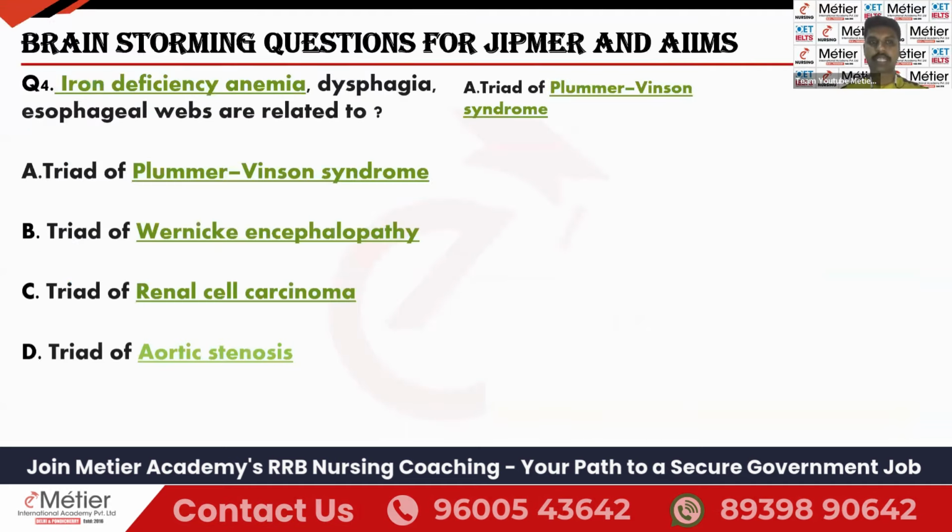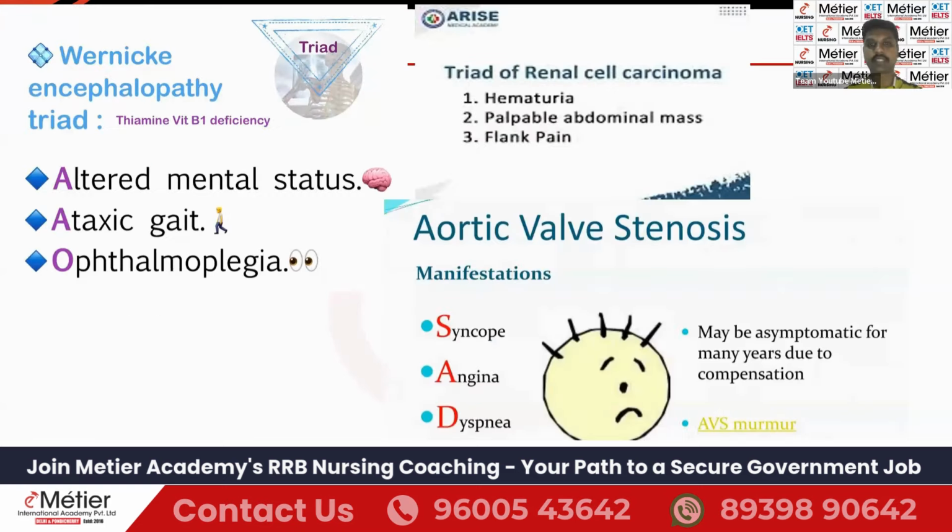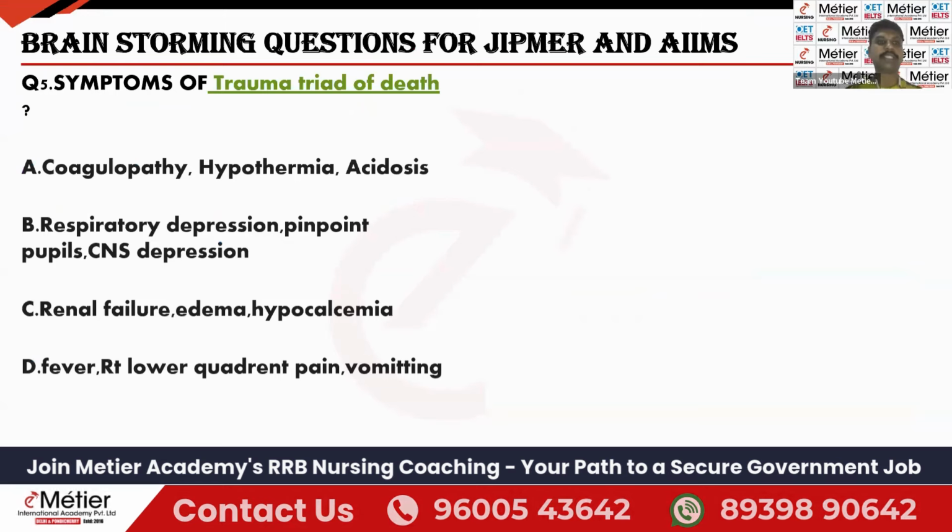Okay. Here once again we have seen 4 triads in a single question. Triad of Plummer-Vinson syndrome, triad of Wernicke encephalopathy, triad of renal cell carcinoma, a triad of aortic stenosis. Clear? Yes. So last question today: symptoms of trauma triad of death. So they are asking about triad of death. The options: coagulopathy, hypothermia, acidosis, respiratory depression, pinpoint pupil, CNS depression, renal failure, edema, hypocalcemia, fever, right lower quadrant pain, and vomiting.